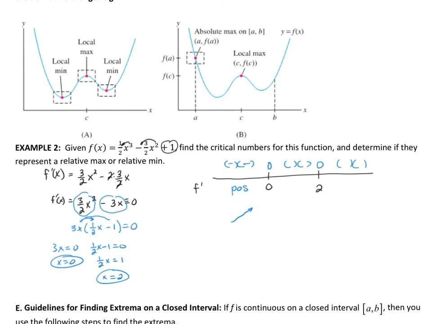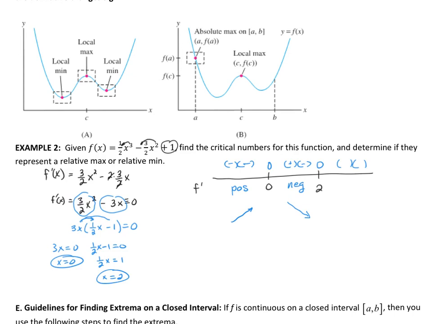Moving on, between 0 and 2, we could test the value 1. 1 is a number between 0 and 2, and we'll test it on our two factors. 3 times 1 is a positive number, but 1/2 of 1, which is 1/2, minus 1 is still negative. So this factor is going to be negative, and a positive times a negative is negative, which means our function has a negative slope, so it's decreasing there.